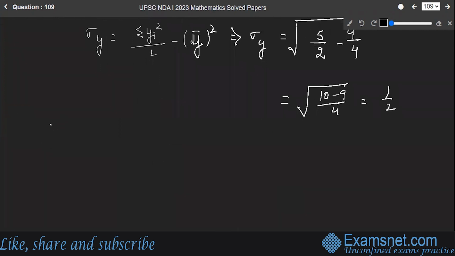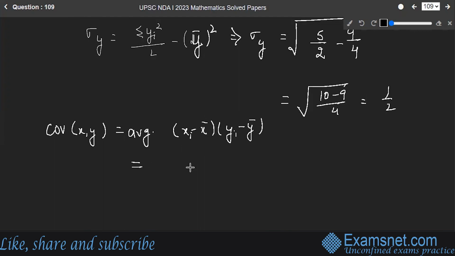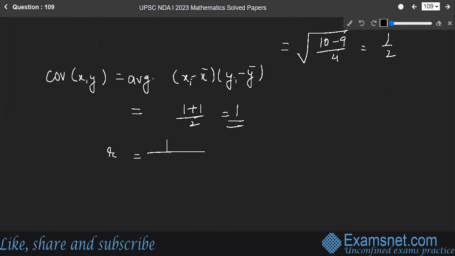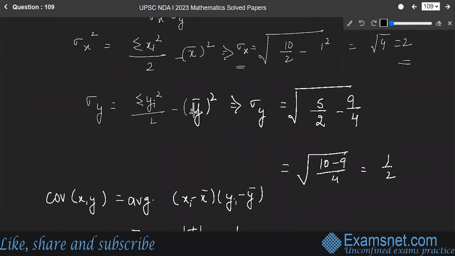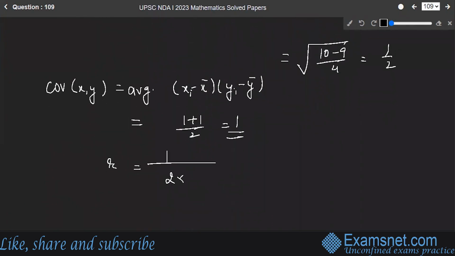Now, last thing, covariance x, y is given by average of x i minus x bar. So this is equal to 1 plus 1 upon 2, that is equal to 1 only. So therefore, R value is equal to 1 upon 2 into 1 by 2. That is equal to 1 only.